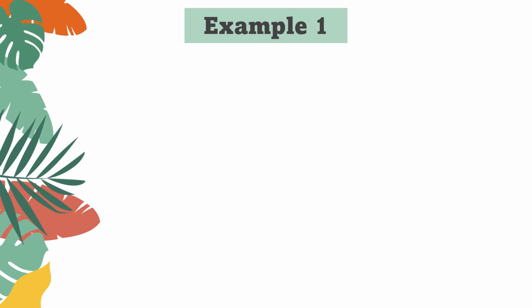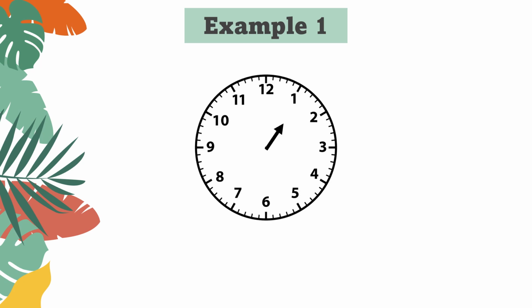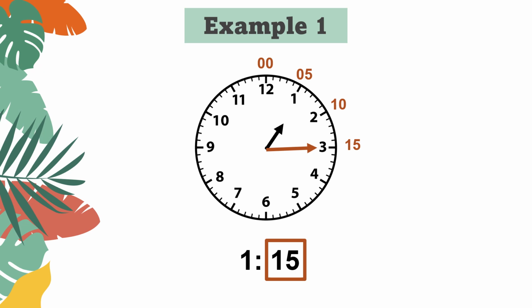Okay, we're going to do example 1. We're going to draw the minute hand. We need to draw 1:15. For 1 o'clock, the hour hand is ready for you, so we're going to focus on the minute hand. The minute hand is 15 minutes. Remember, to count the minutes, we do skip counting by 5: 0, 5, 10, 15. So the long arrow will point at number 3, 15 minutes.